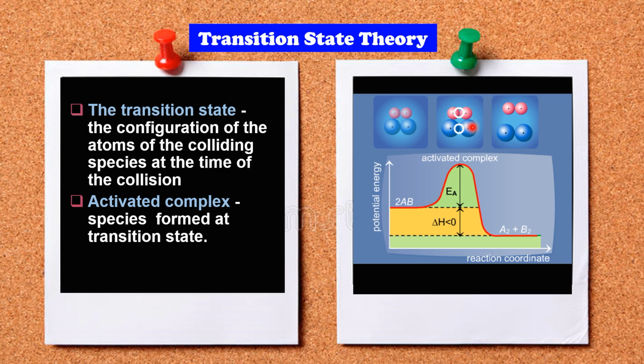Okay. And then lepas pelanggaran dia akan produce AA dengan BB. We do AA and BB is the product. Okay. Alright, so activated complex species form at transition state. So maksudnya spesies yang terhasil yang ni. Spesies yang produce kat sini, kita panggil dia activated complex.